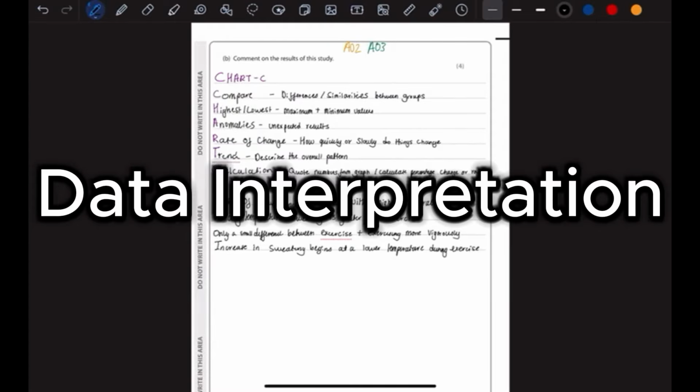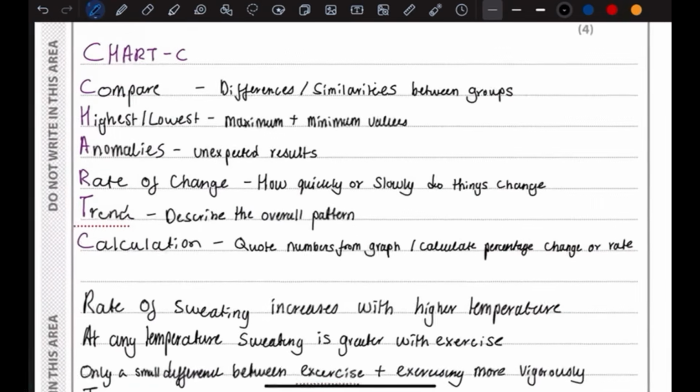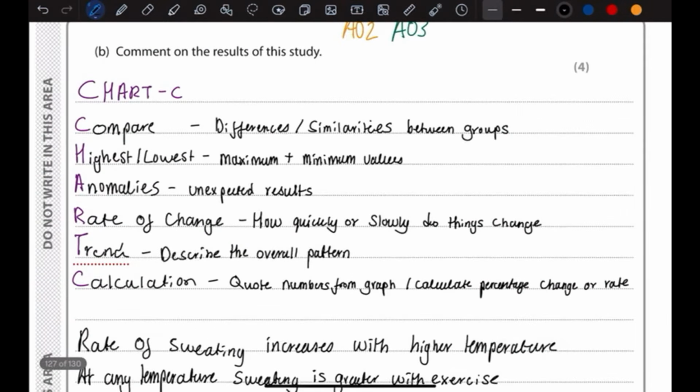Okay, so now we're going to get into our data interpretation. Guys, this acronym is a beast. Chart C. Okay, I want you to focus on this. Whenever we have a data question, you're going to want to compare, look at the differences or similarities between the groups. You're going to find your highest or your lowest values, yeah? The maximum and minimums. Anomalies, any result that's unexpected. Rates of change, how quickly or slowly things change. The trend, overall patterns, and do a calculation. Easy as that. So remember your chart C.